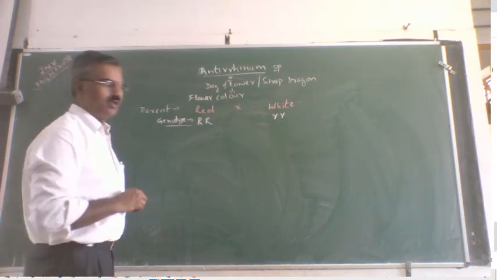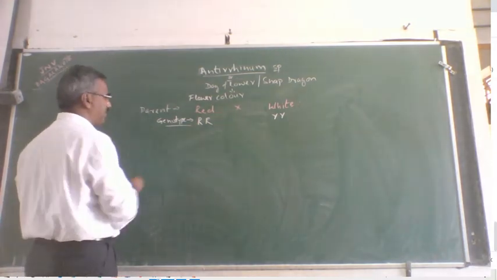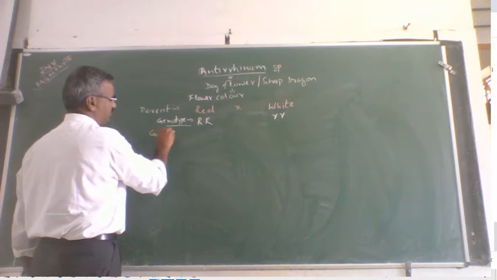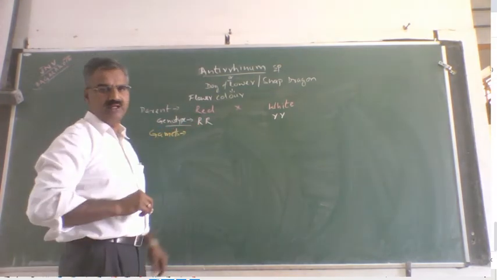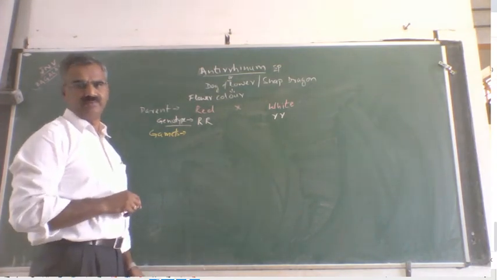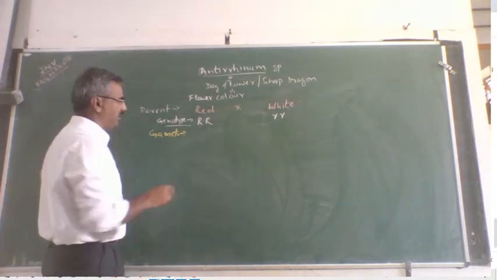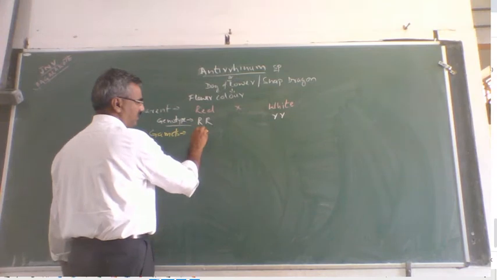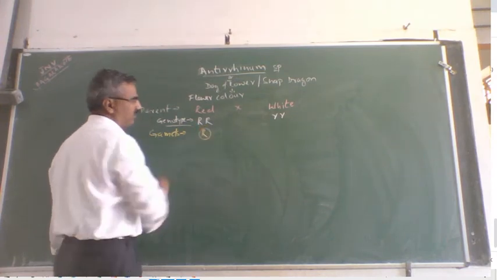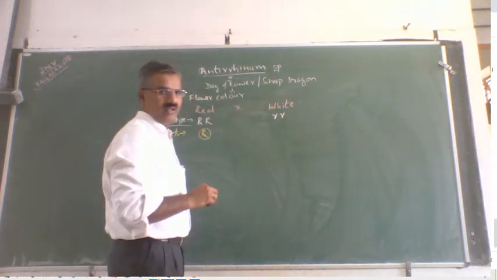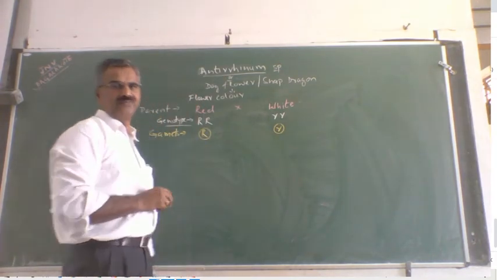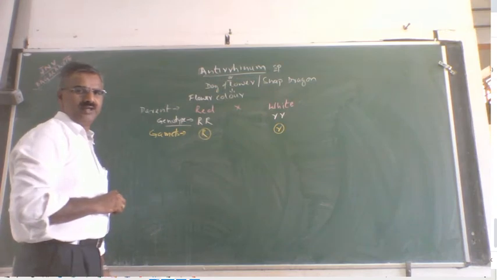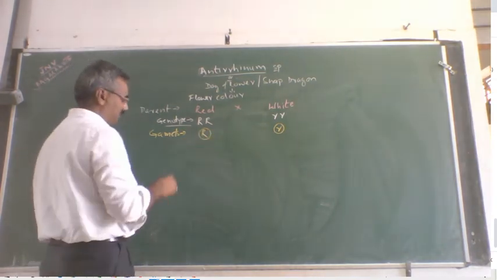Crossing. Gamete. Very good. So you have to write the gametes. How many types of gametes are going to be formed when they are in the homozygous condition? Single. Only one type. Very good. So which is that here? Capital R. Good. What about this, in the case of the smaller one? Small r.